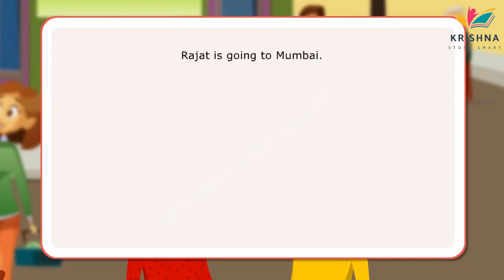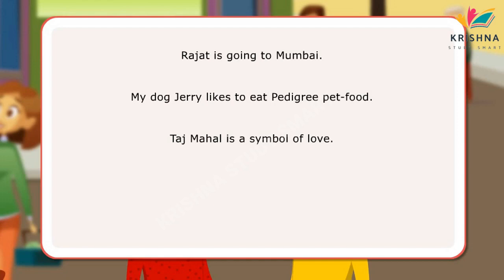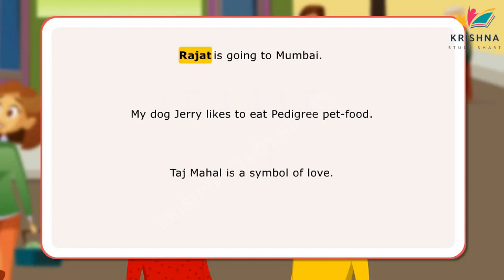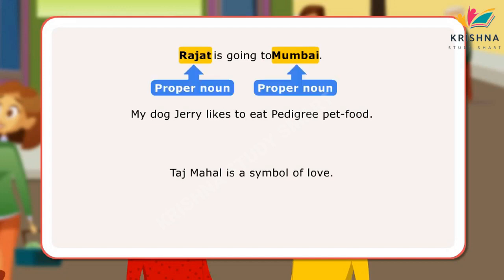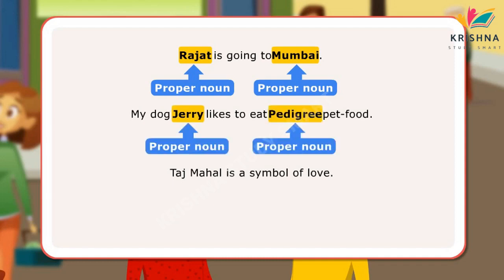Rajat is going to Mumbai. My dog Jerry likes to eat Pedigree pet food. Taj Mahal is a symbol of love. In the first sentence, Rajat and Mumbai are proper nouns as they are specific names of a person and place respectively. In the next sentence, Jerry and Pedigree are proper nouns as these refer to the name of a particular dog and a particular brand of dog food. In the third sentence, Taj Mahal is a proper noun as it is the name of a specific monument.